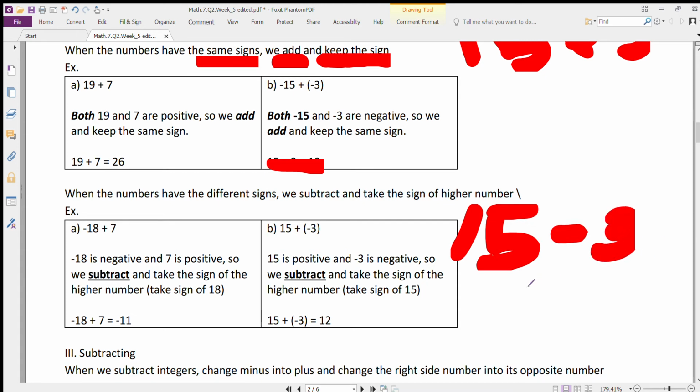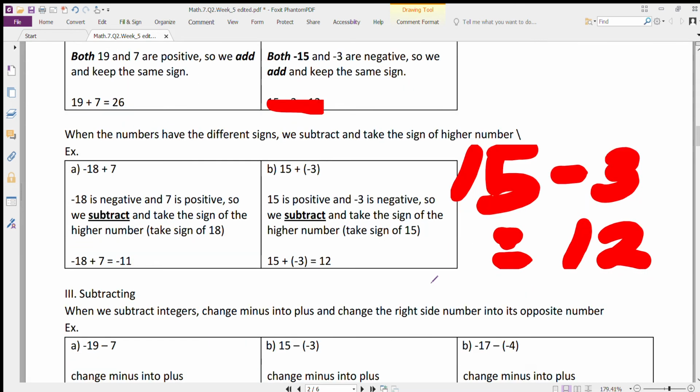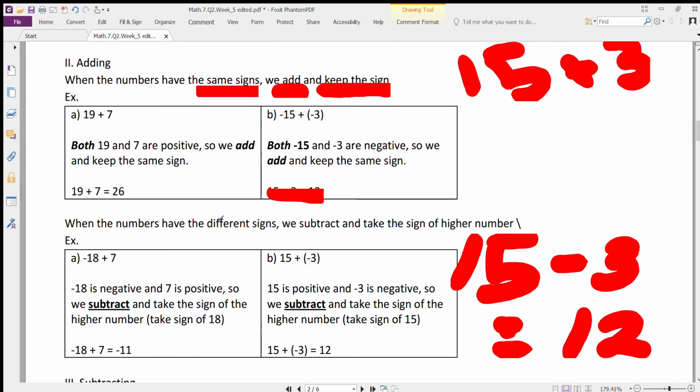15 minus 3 is 12. And then you're going to check which is the larger number, 15 or 3? 15, right? So you're going to use the sign of 15. What's the sign of the answer going to be? Positive. So your answer is going to be positive 12. And that's it for adding integers.